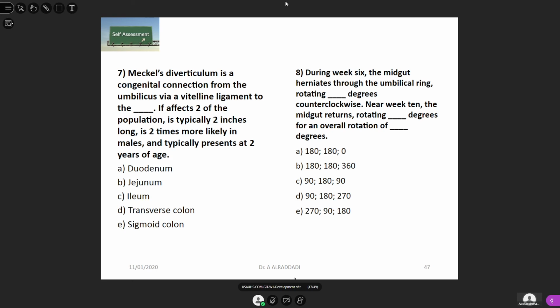During week 6, the midgut herniates through the umbilical ring, rotating degrees counterclockwise. Near week 10, the midgut returns, rotating degrees, and the total will be D. Correct. 90 degrees in herniation and 180 when it returns, so the total will be 270.